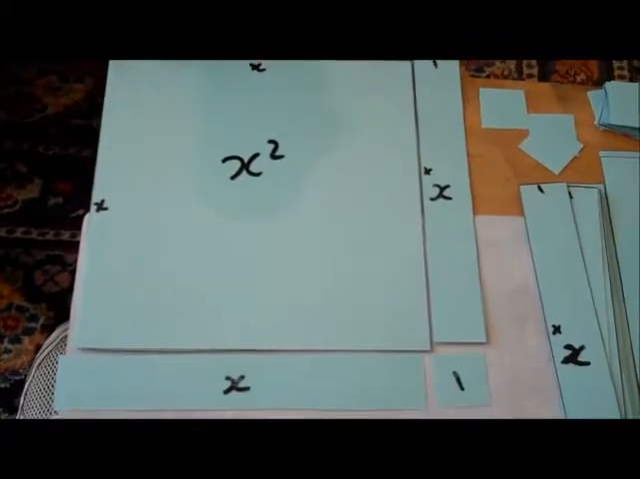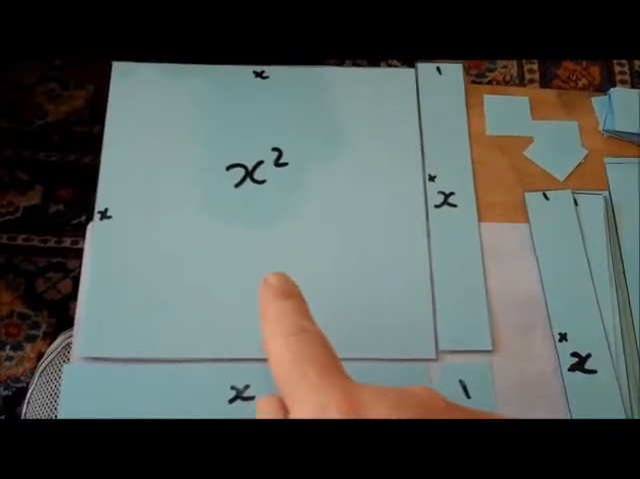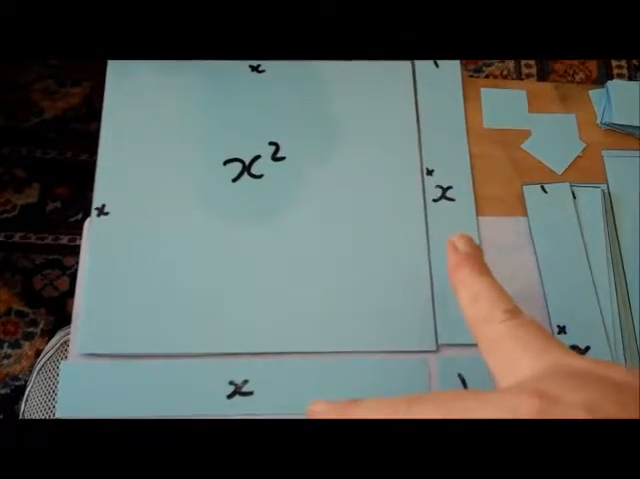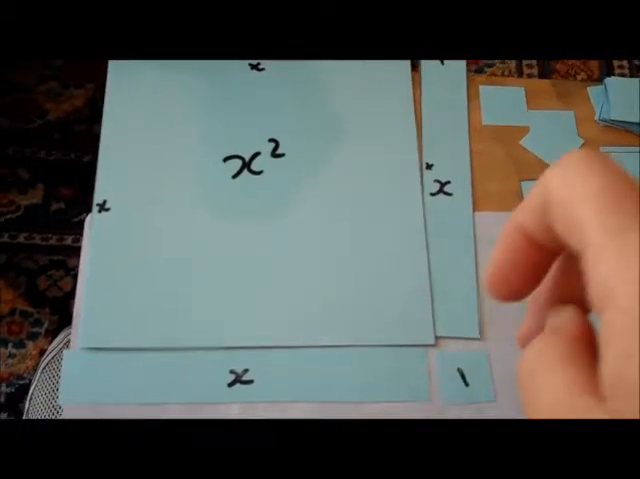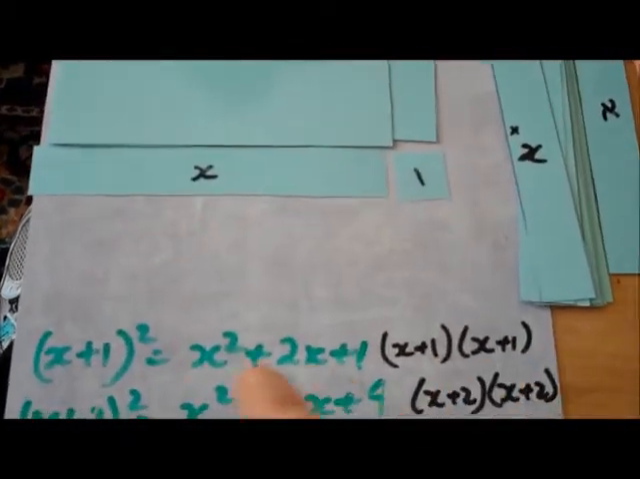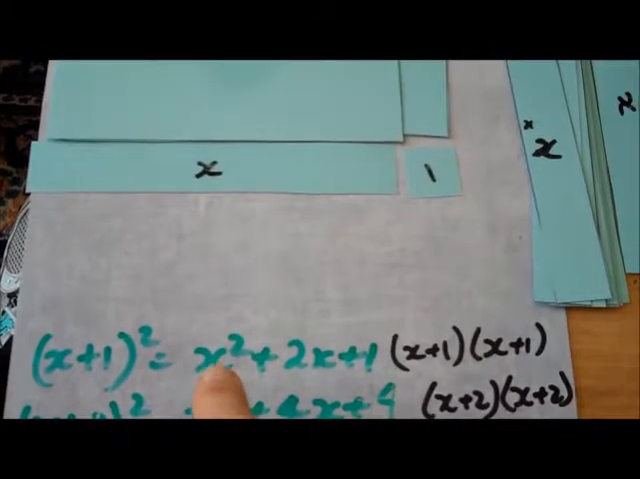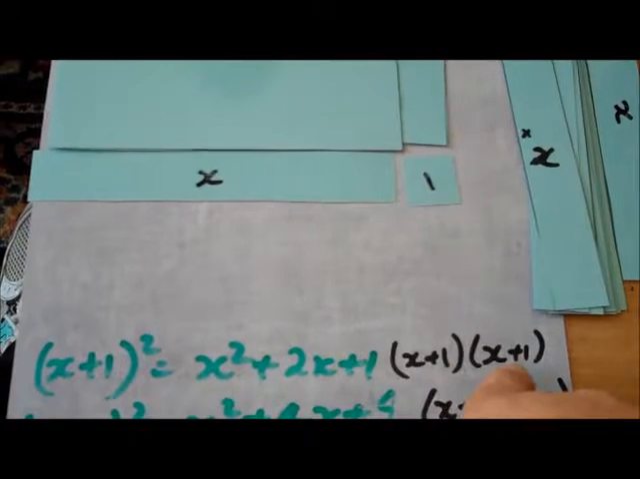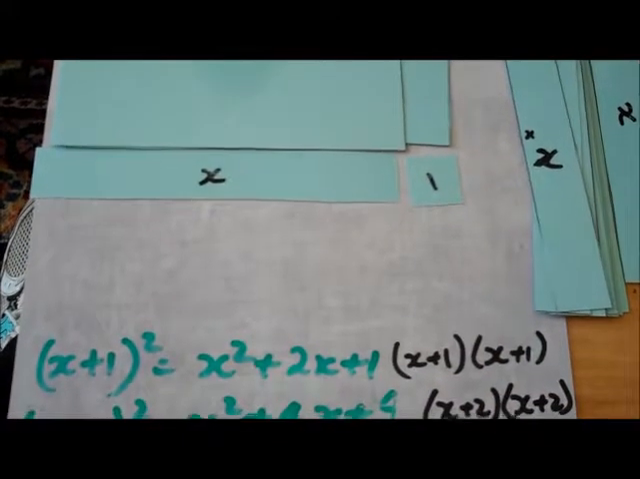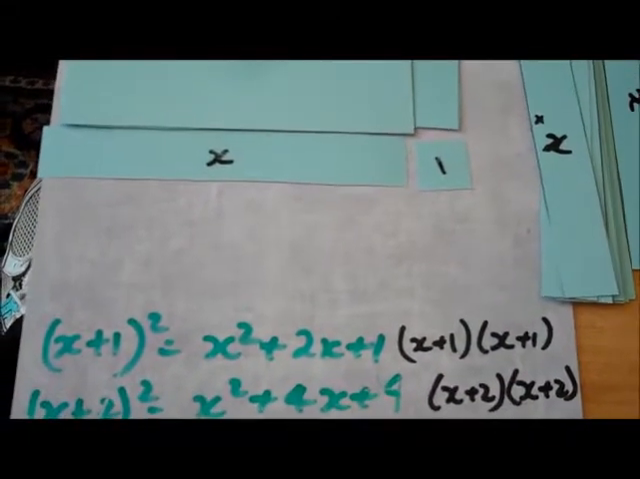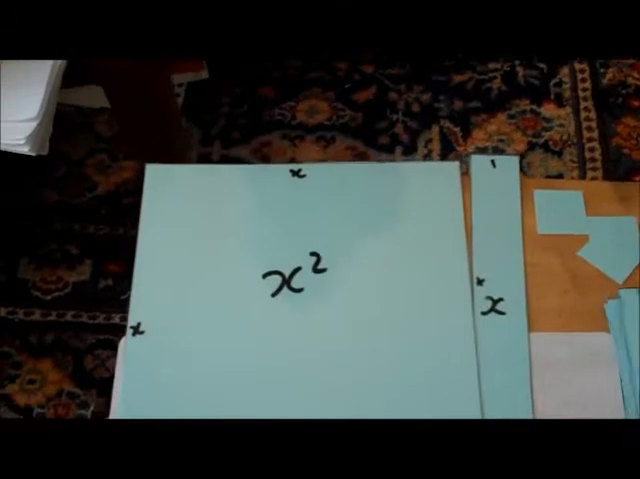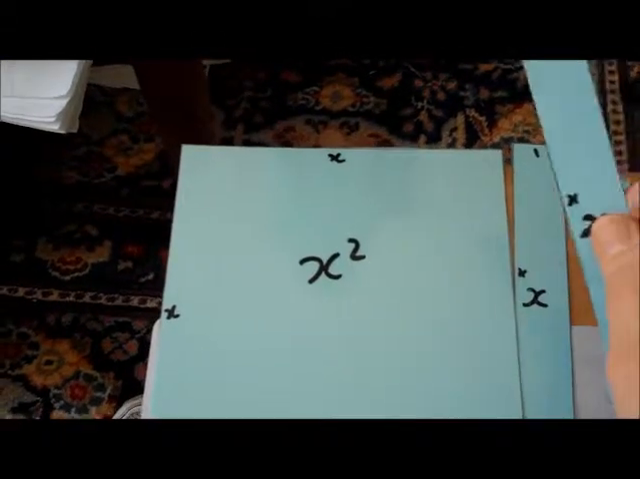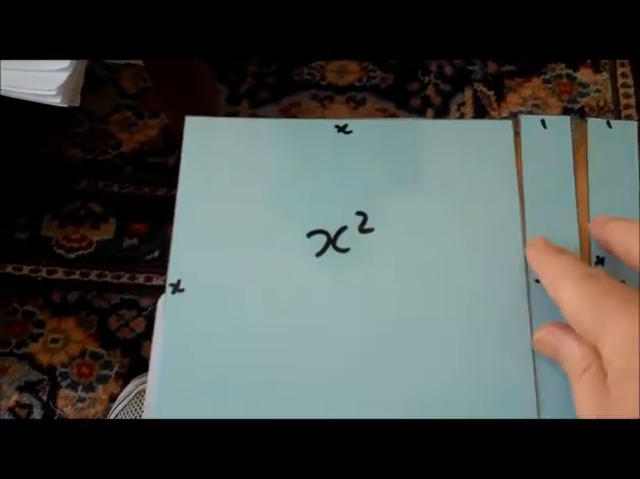So x plus 1 all squared is x squared plus 2x plus 1. That's what I've written down here. If you wanted to expand it out using the brackets, of course you could. The next one, x plus 2 all squared. So instead of having it 1 wide, I could have it 2 wide.